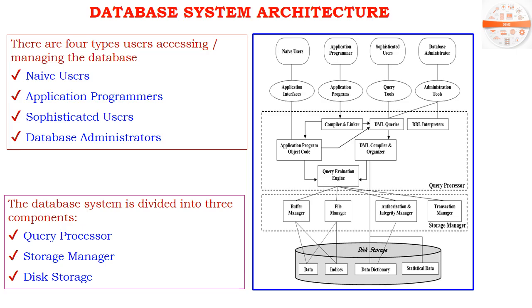In database system architecture, there are mainly two parts. One is the user part and the next one is the database system part. There are four types of users accessing or managing the database: naive users, application programmers, sophisticated users, and the database administrator. Coming to the database system, it is divided into three components: query processor, storage manager, and disk storage. In this session, we'll discuss them in detail one by one.